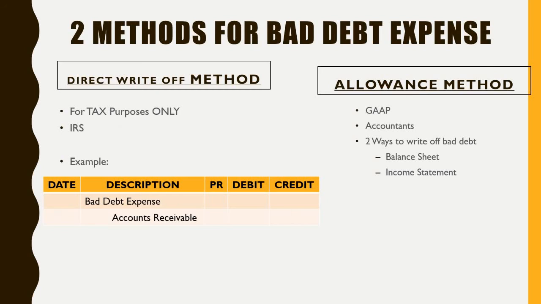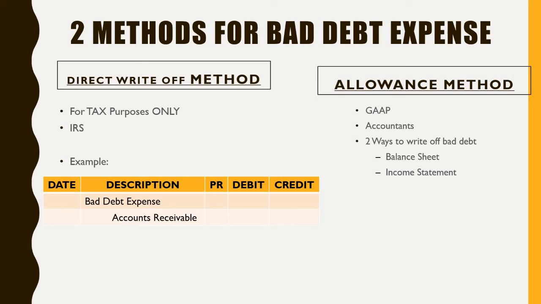So with that being said, there are two different methods on how we can write our bad debt expense off, or write off our uncollectible debt. The first one is going to be the direct write-off method. Okay, and that's primarily used for tax purposes only, primarily for the IRS. So here's the example where we're going to write bad debt expense directly off of the accounts receivable.